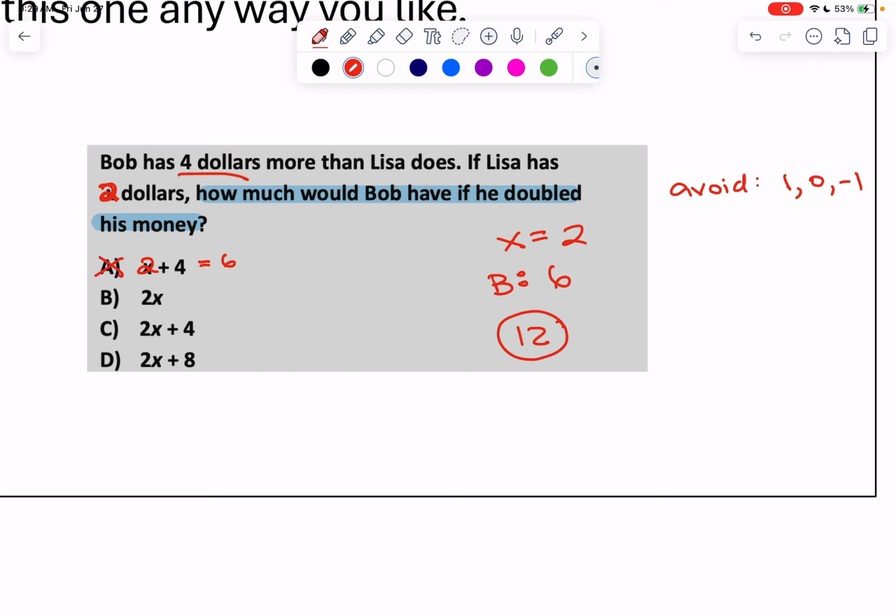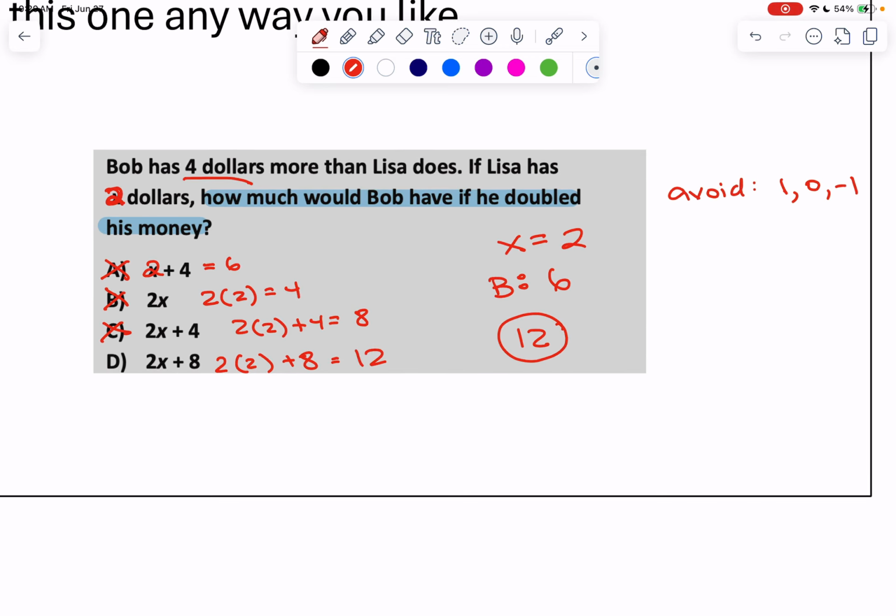Let's pop in a 2 for B. That would be 2 times our x, which is 2, which gives us 4. Well, that's not 12, so that's not our answer. This next one is 2 times 2 plus 4. Well, 2 times 2 is 4, plus 4 is 8. Well, that's not 12, so let's cross this out. This last one here is 2 times 2 plus 8. That's 12. And as you remember, that's our answer.